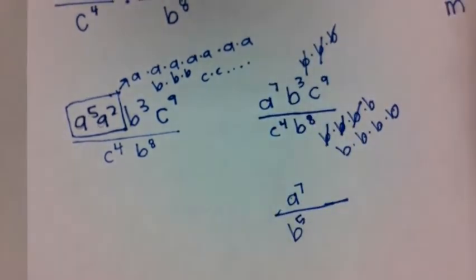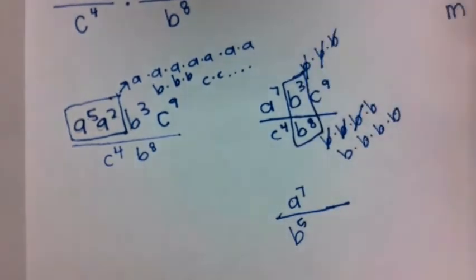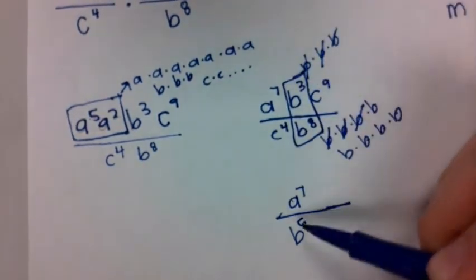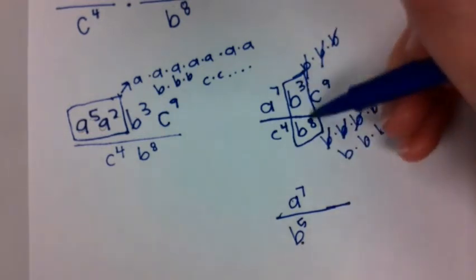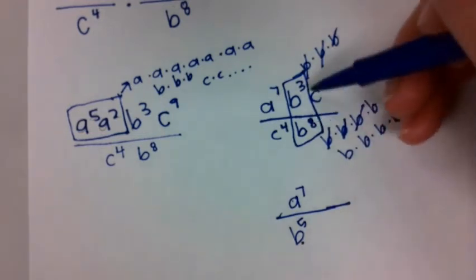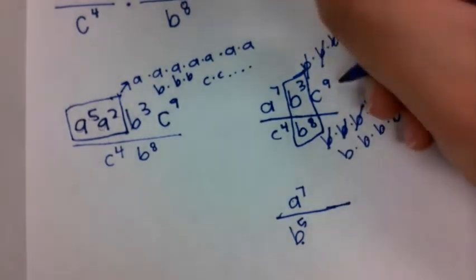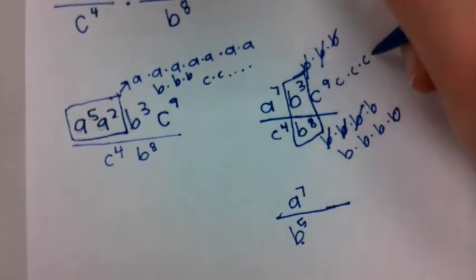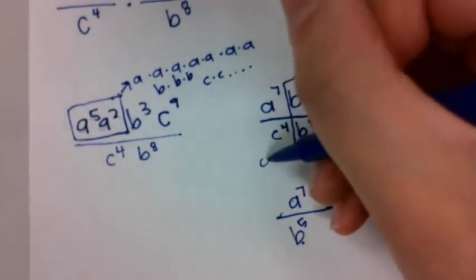Remember my quotient rule, if I have the same letter in top and bottom, I look to see where there's more, and in this case it's the denominator, so I can put b in the denominator, and remember, you can subtract your exponents. 8 minus 3 is 5. Now as I look at c's, c to the ninth, 1, 2, 3, 4, 5, 6, 7, 8, 9, and there's 4 on bottom.